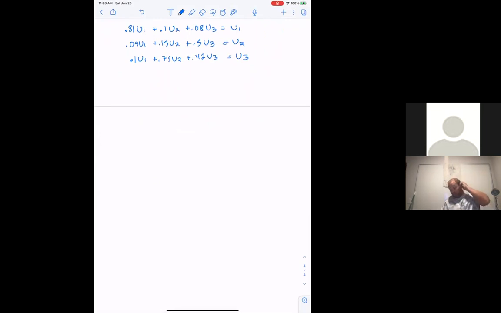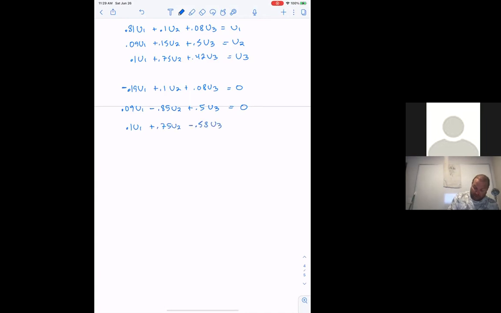How am I going to solve these? Well, the easiest way is to get everything on the left. So I'm going to subtract U1 on both sides. Or for the first equation, I'm going to subtract U1, the second equation U2, the third equation U3. So I get negative 0.19 U1 plus 0.1 U2 plus 0.08 U3 equals 0. I get 0.09 U1 minus 0.85 U2 plus 0.5 U3 equals 0. And 0.1 U1 plus 0.75 U2 minus 0.58 U3 is equal to 0.